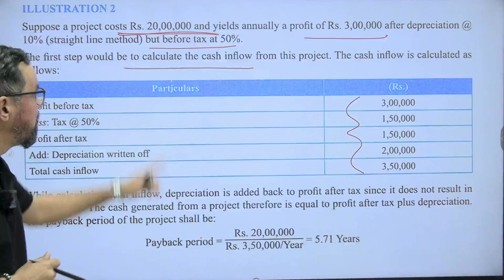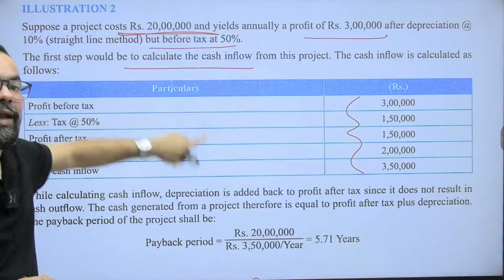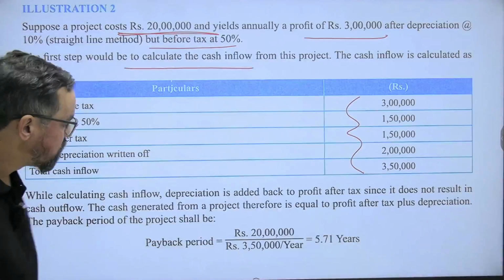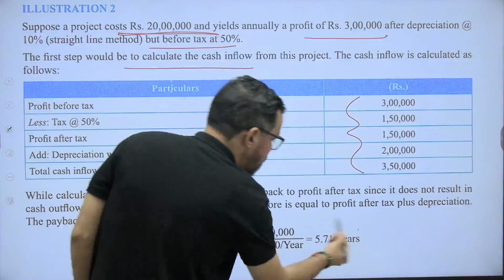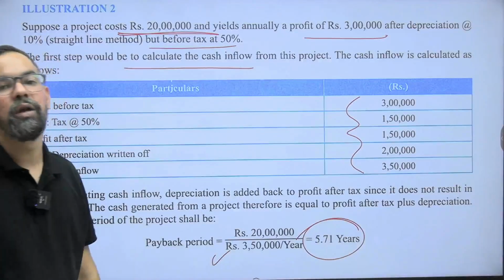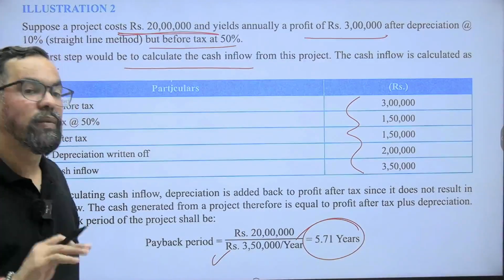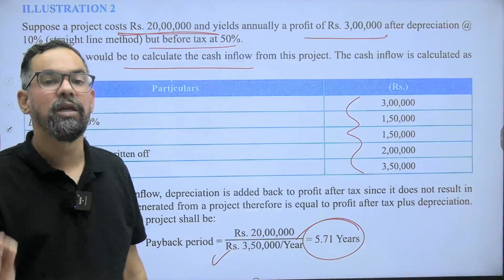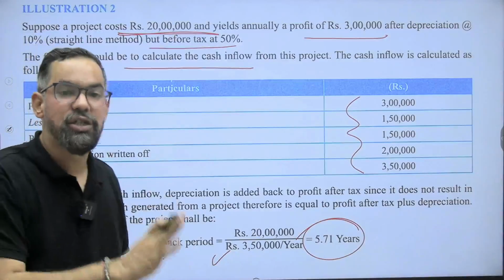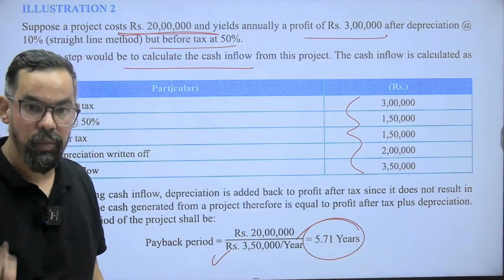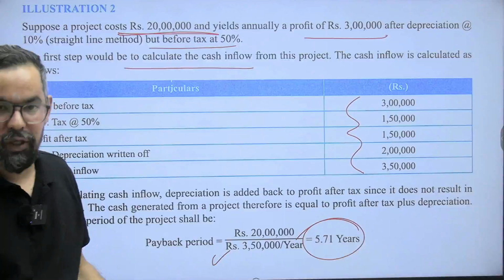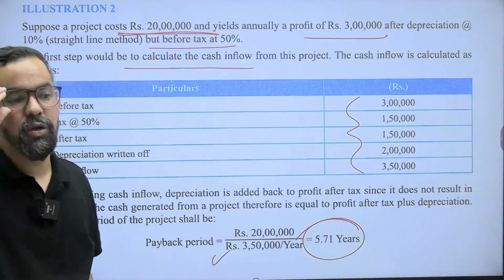Okay? So now the initial investment is 20 lakh. So 20 lakh divided by 3 lakh 50,000. So this is the one. So the payback is how much? 5.71 years. So it will take 5.71 years to recover the initial cash outflows on that particular project. That is the basic use of this one. Okay? This is based on non-discounting.